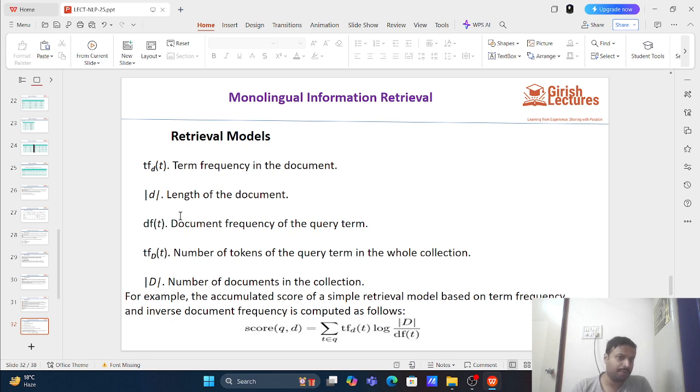If you take the first one, the term frequency in the document, that's what we have seen. We also identify the length of the document, the document frequency of the query term, and the number of tokens of the query term in the whole collection. These are all the metrics that we are going to consider. From that, we can calculate the score with the summation of term frequencies and the logarithm of the number of documents in the entire collection divided by the document frequency of the query term. This is how we identify the score of every term, so whatever query we get, we can identify this score.